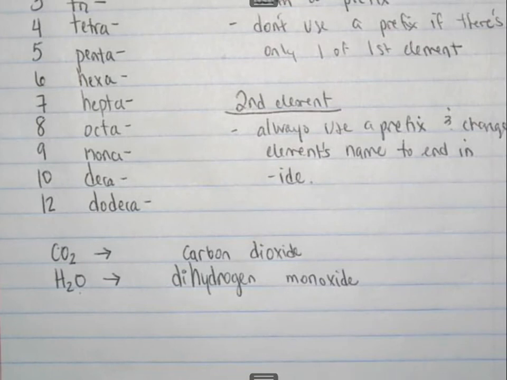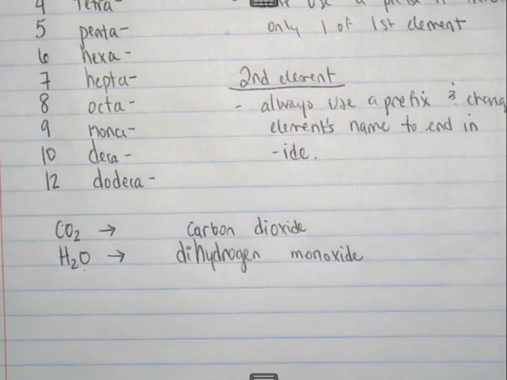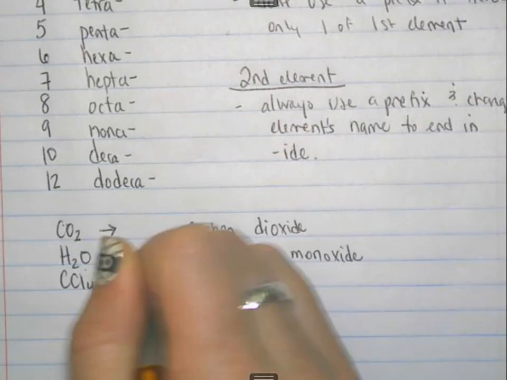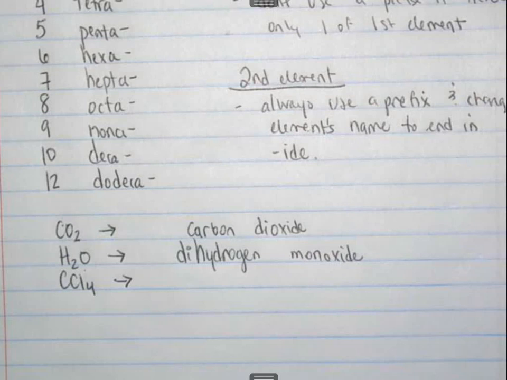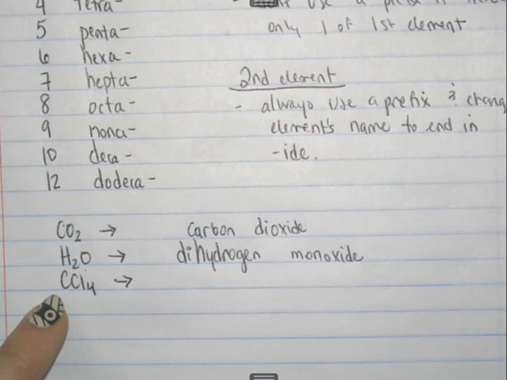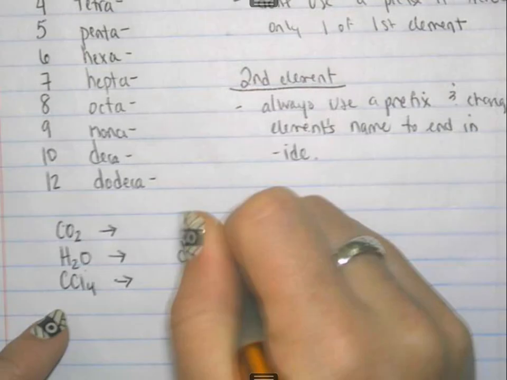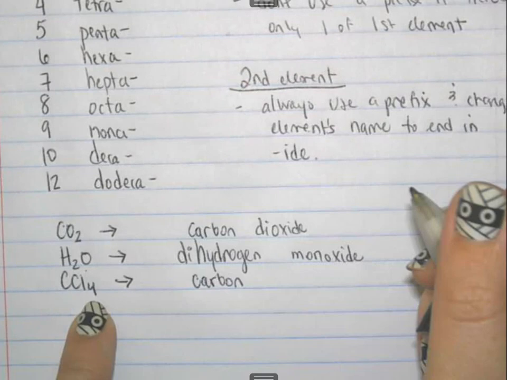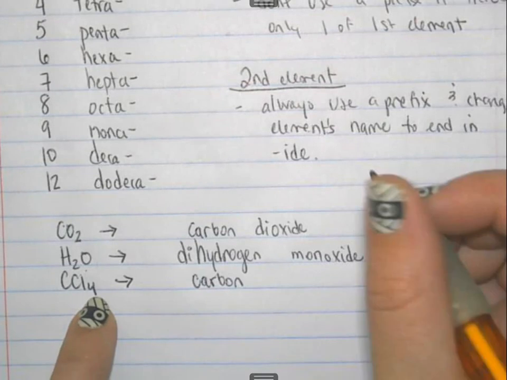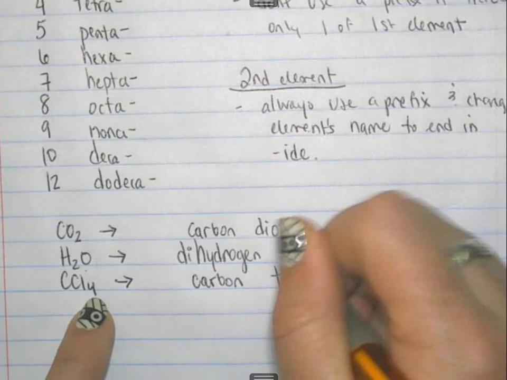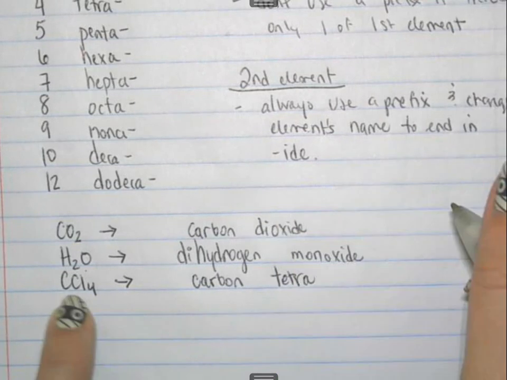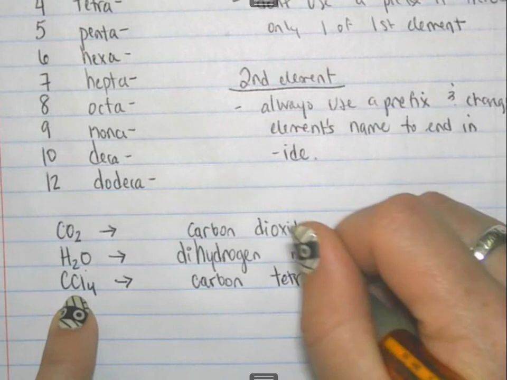Okay, try another one. CCl4. Okay, do I need a prefix with the first one? No? Because there's only one. So I write down what? Carbon. I need a prefix with the second one. So what prefix am I going to use? There's 4. Tetra. And then what am I going to put after that? Chloride. Very good. Carbon tetrachloride.